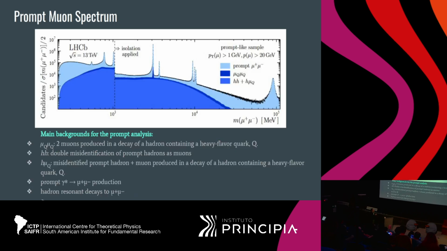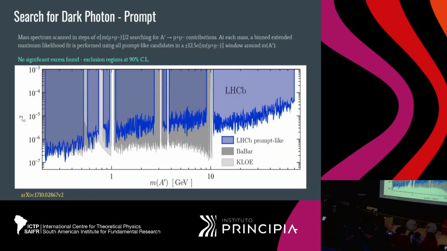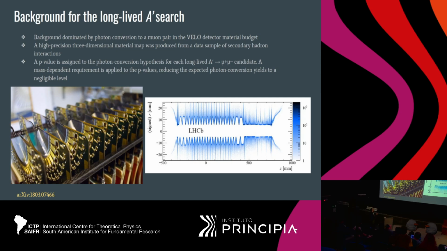We saw the analysis for the prompt case and the result, and we saw also which are the main backgrounds, which are related to the misidentification of particles as muons within the detectors. And now I want to move to the long-lived analysis, and I want to discuss in particular the main background for this search, which I think is very interesting, because since you are asking for this particle to have a displaced vertex, this request helps to reduce a lot all the backgrounds which are encountered in the prompt analysis. But you have other kinds of backgrounds.